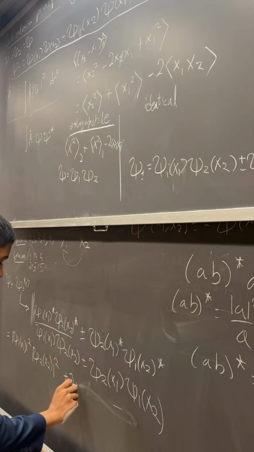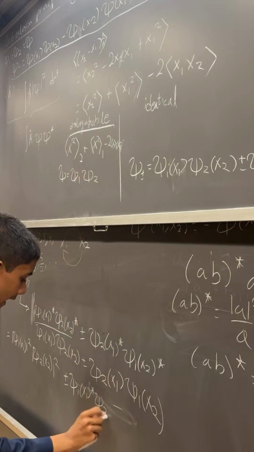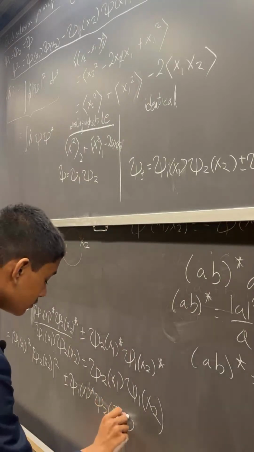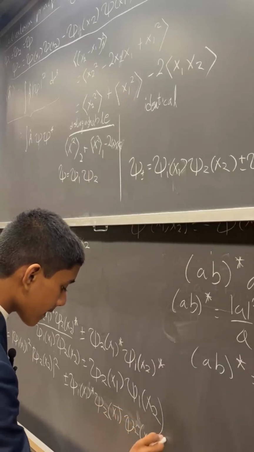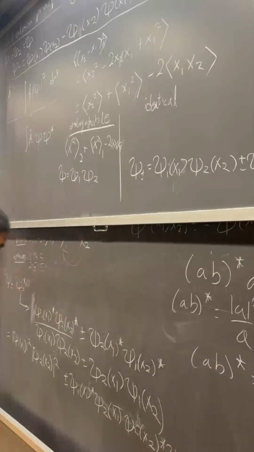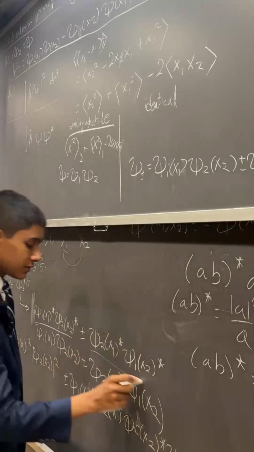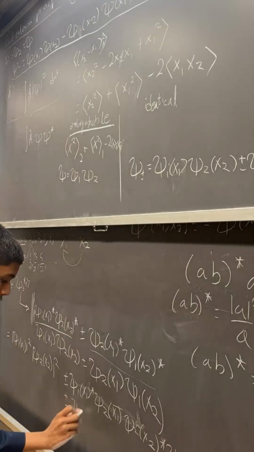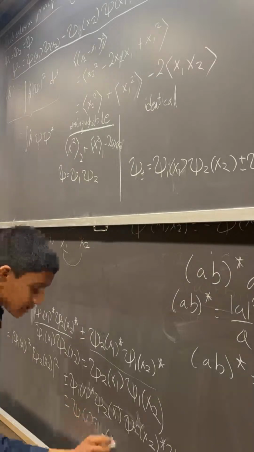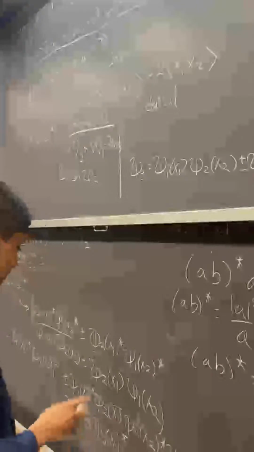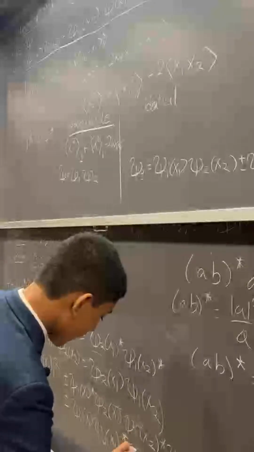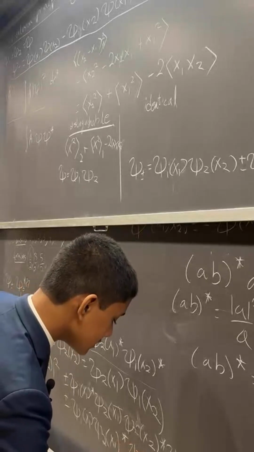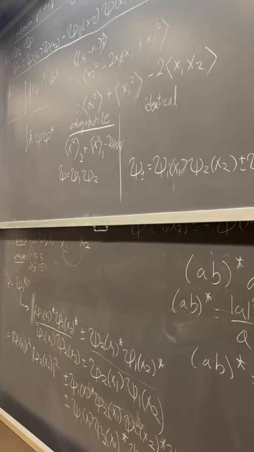plus minus psi 1 x1 conjugate, psi 2 x1 not conjugate, psi 2 x2 conjugate, psi 1 x2. And then we have the other interference term, which is what happens when we multiply across this diagonal. So you get plus minus psi 1 x1, psi 2 x1 conjugate, psi 2 x2, psi 1 x2 conjugate. And then you have the default term, which over here is just going to be, hold up.